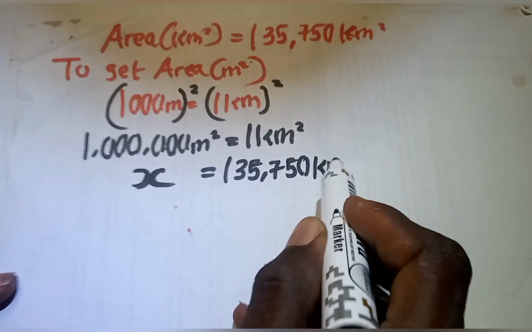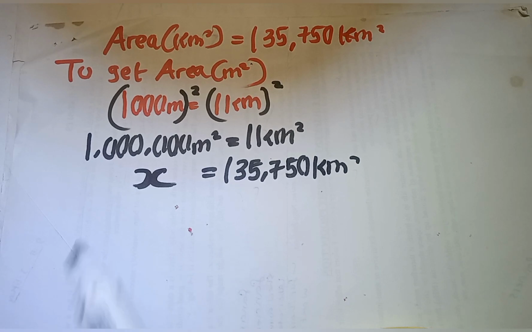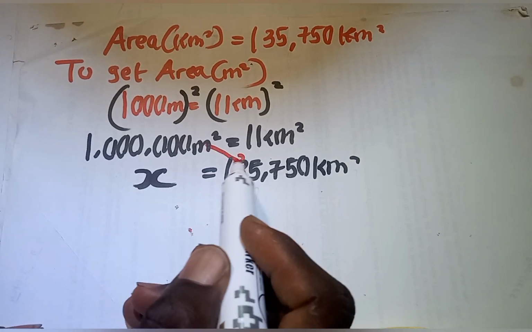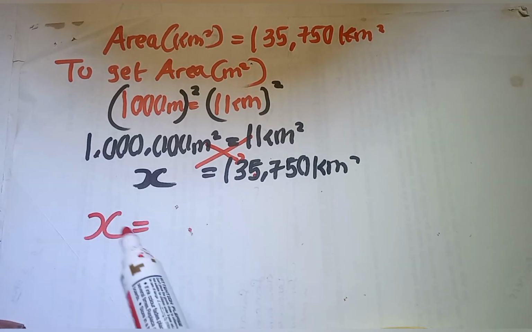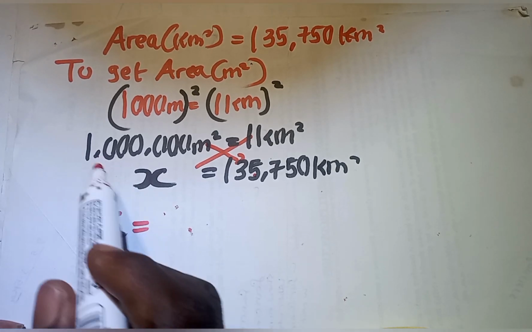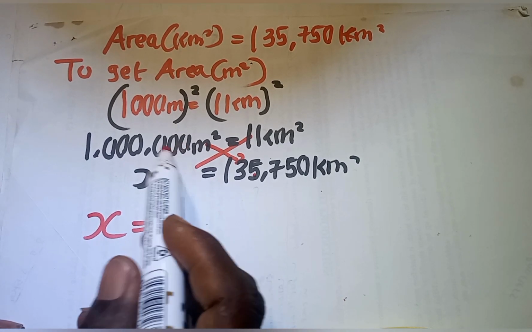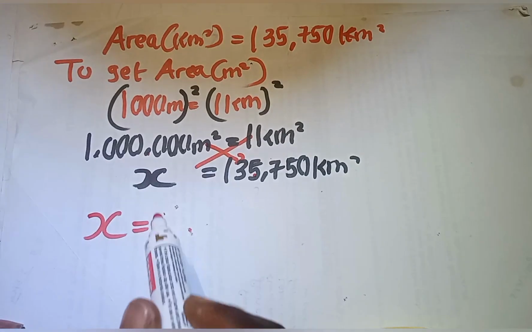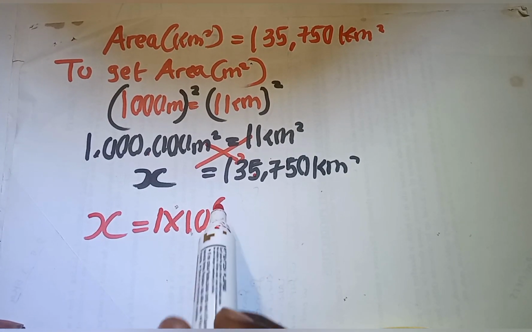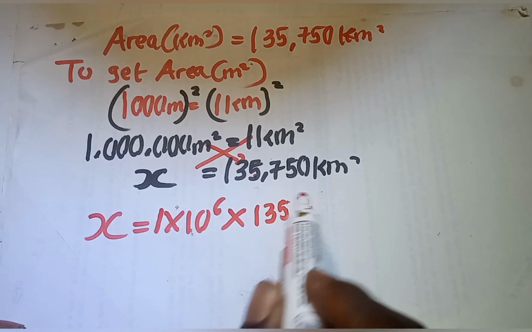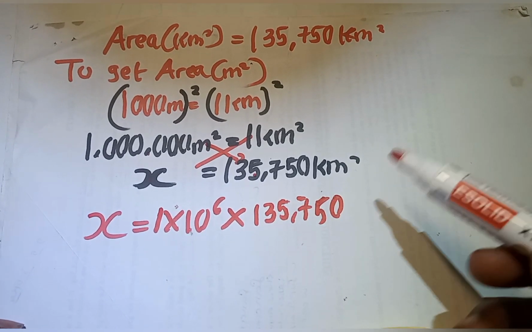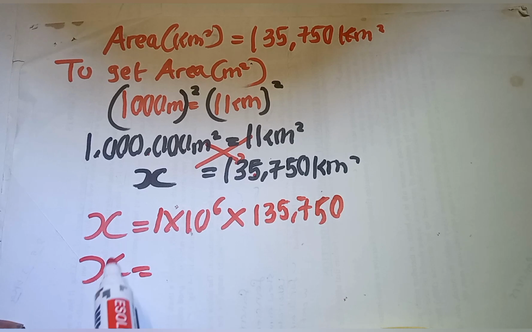135,750 kilometer square. If I want to get the value of my x, which is the area in meter square, I can easily cross multiply, whereby this goes to this and this comes to this. So x is equal to, you put your calculator, 135 times 1 million. Let me reduce this 1 million to standard form, 1 times 10 raised to the power 6, 1, 2, 3, 4, 5, 6. So 1 times 10 raised to the power 6 is also the same thing, don't get confused, and times 135,750.